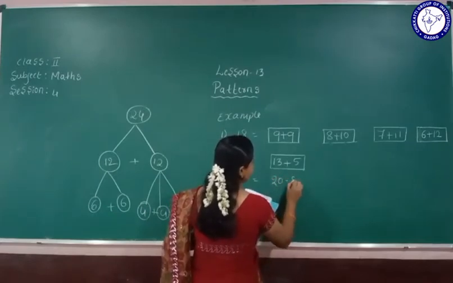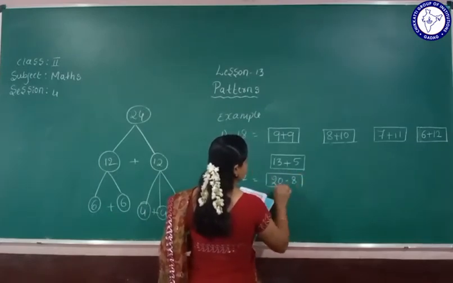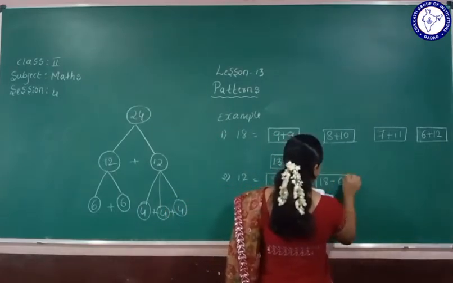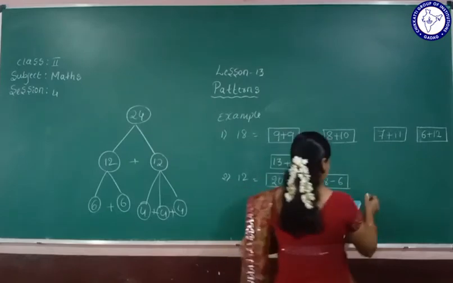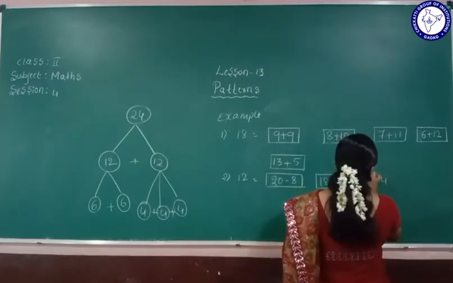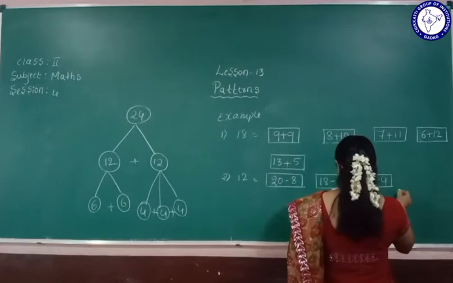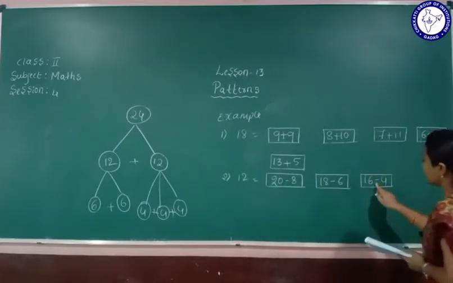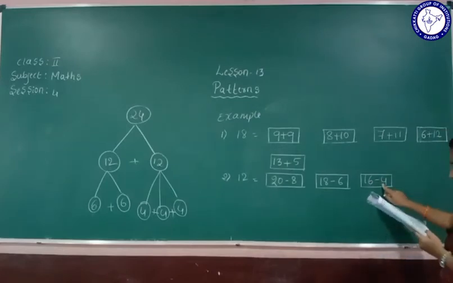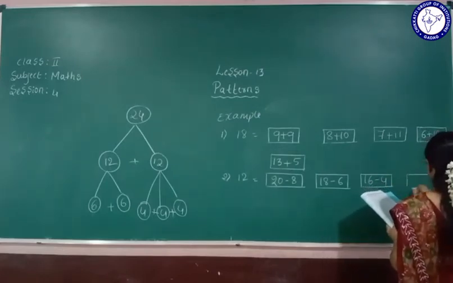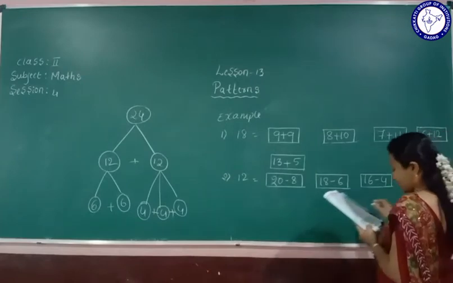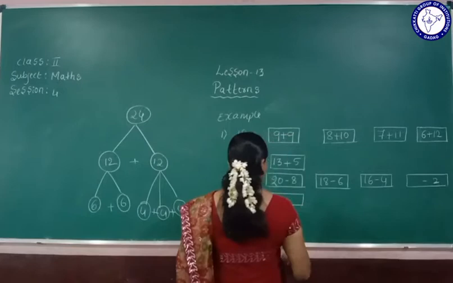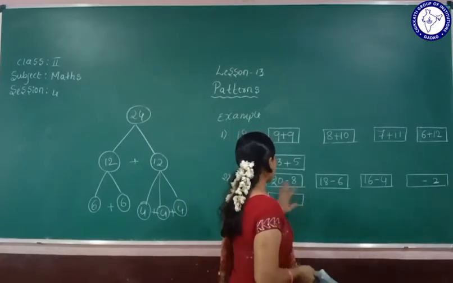Second one, they mention here 12. 20 minus 8. Second one, 18 minus 6. 16 minus 4. Yes, so they have left it empty here. So I'll write here 16 minus 4. So here, dash minus 2. Yes, so 20 minus 8 is how much?